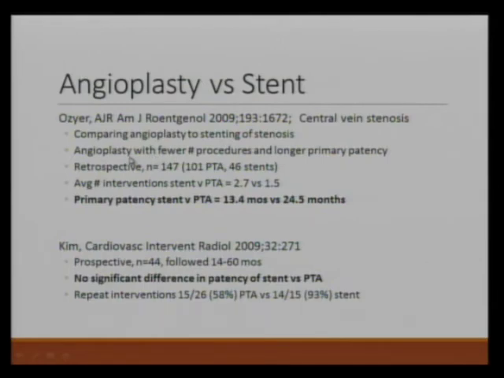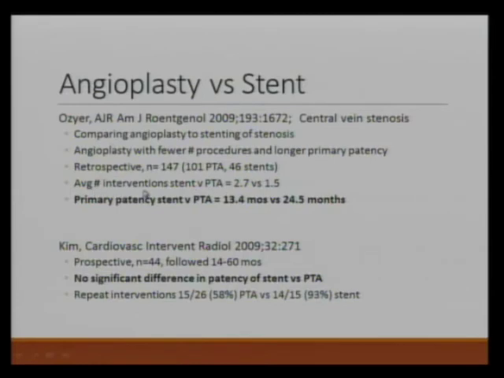And what they found was that with angioplasty, there were fewer procedures that had to be done to keep the access patent, and a longer primary patency time, okay? So a longer time when the access is open without having to go back in there and do angioplasty to keep it open. Now, this was a retrospective study, but it was kind of large.